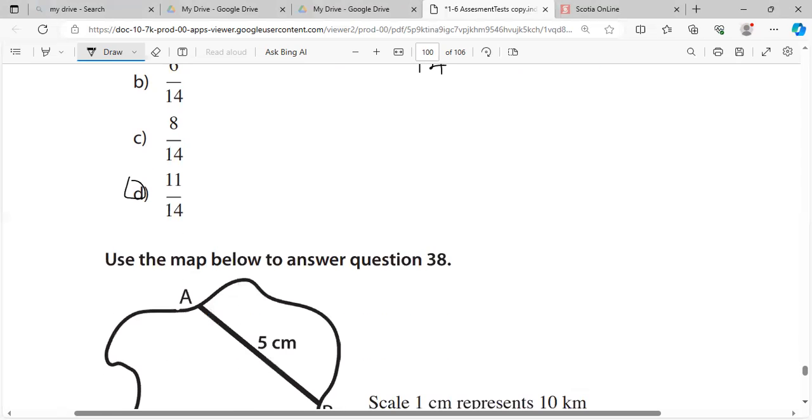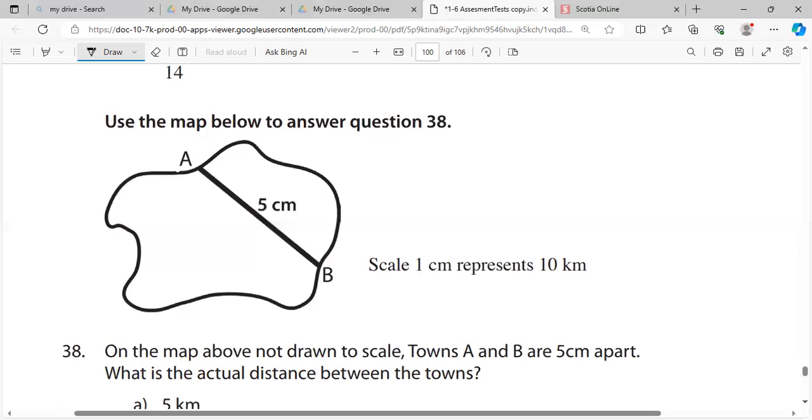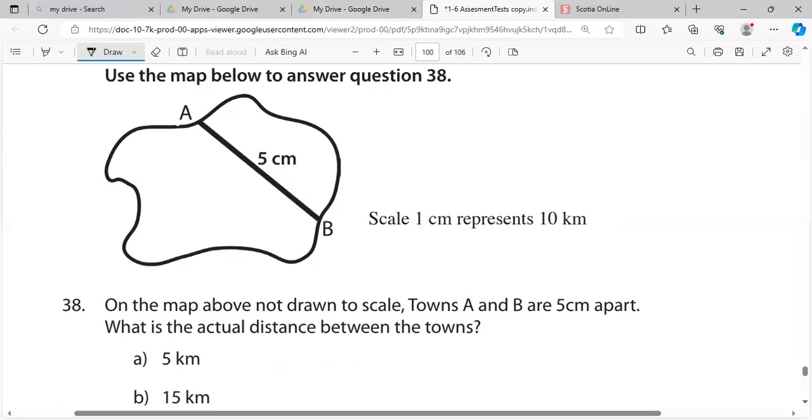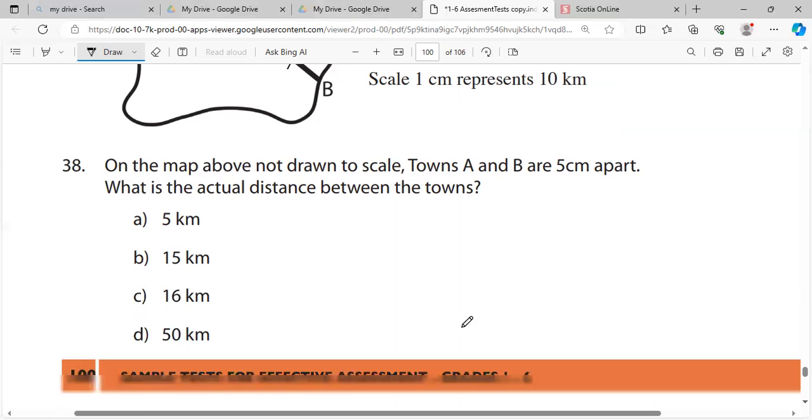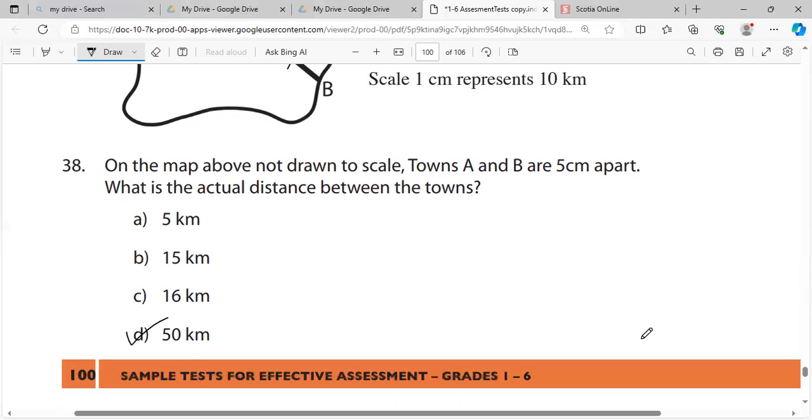Use the map below to answer question 38. And you see the scale, that's very important. The scale: 1 centimeter represents 10 kilometers. That means for every 1 centimeter on the map, it represents 10 kilometers. So if we have 5 centimeters, you can add 10 each time and keep doing that, right? Or we can just multiply 5 times 10, which gives us 50. So our answer would be 50 in that case.